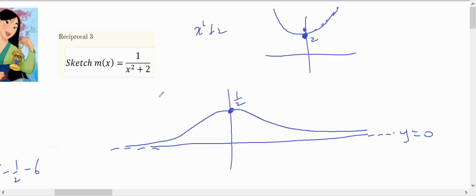Since I need a second point, I'm going to consider when x equals 1, I'm going to have 1 squared plus 2, which is 3, so that's 1 and 3. Therefore, that's going to be 1 and 1/3. 2 points labelled, asymptotes labelled, that is the graph of m of x.